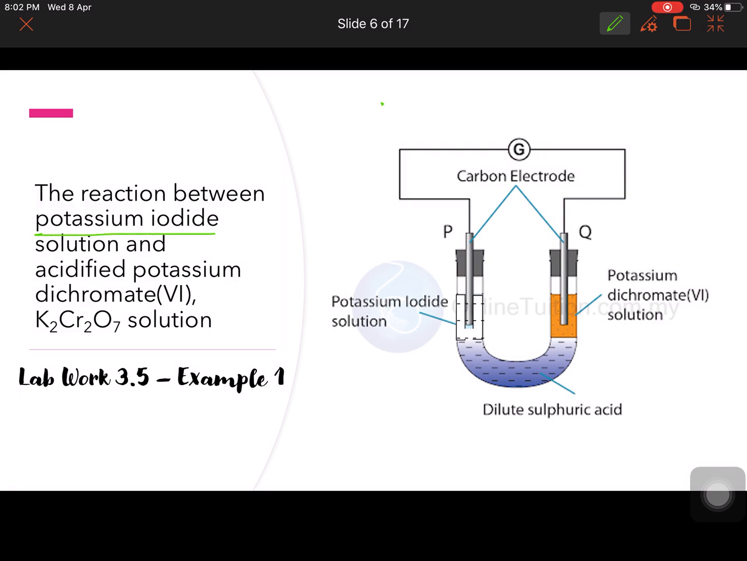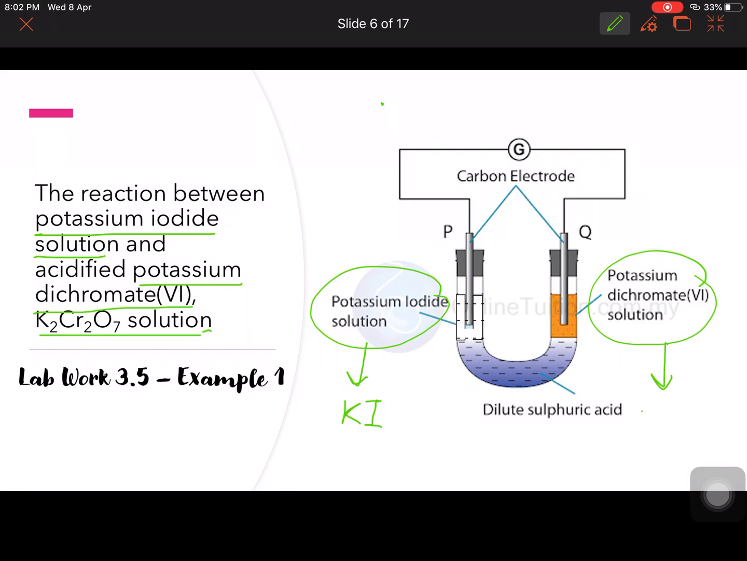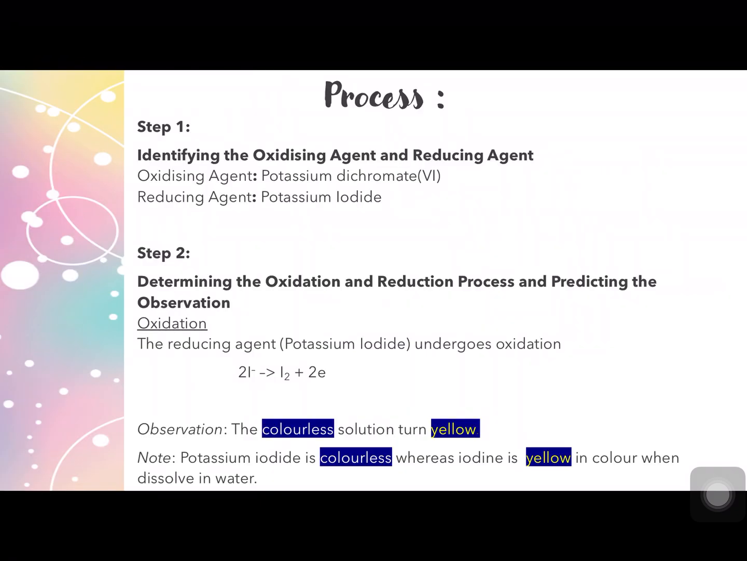Potassium iodide solution, and we also have potassium dichromate solution. This one is potassium iodide, and this one is potassium dichromate solution. Remember, the first thing you should do when you have this type of question is to identify which one is the oxidizing agent and which one is the reducing agent.